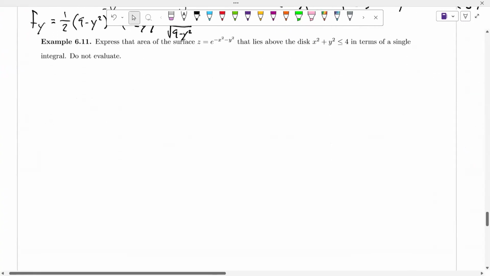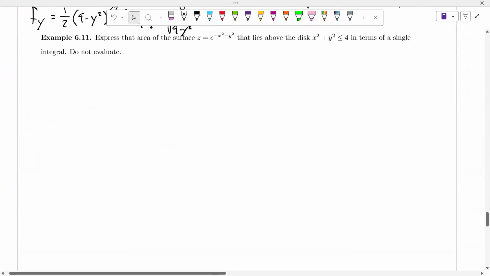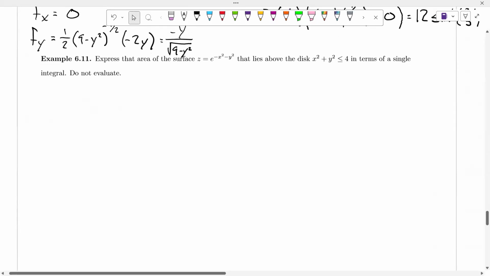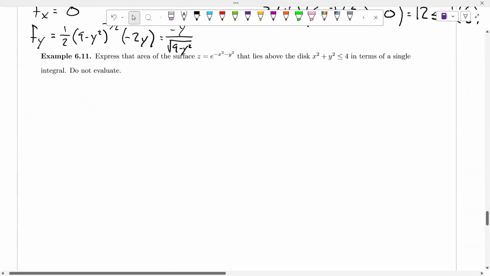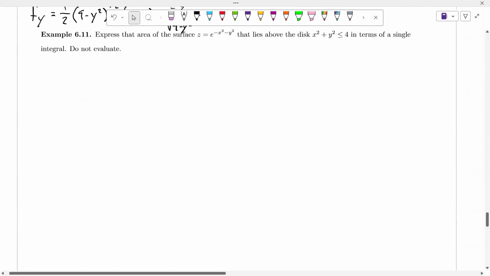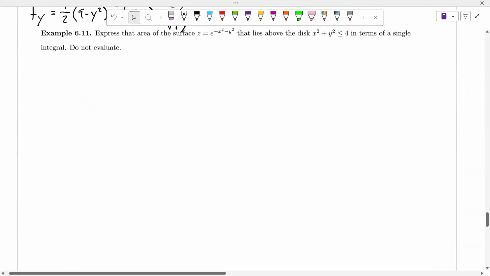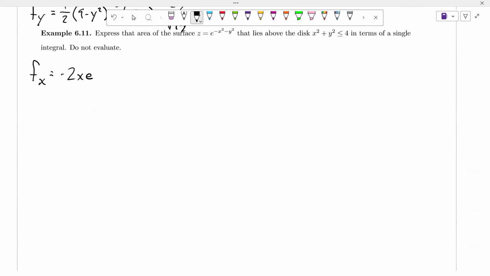All right, let's try another one. Express the area of the surface. Hey, look, we've got another explicit surface. Isn't that grand? That lies above the disk x squared plus y squared is less than 4 in terms of a single integral, but then do not evaluate it, because as it turns out, it's going to be nasty. So let's get a couple of partial derivatives over here. Partial x is going to be negative 2x e to the negative x squared minus y squared. Partial y, negative 2y e to the negative x squared minus y squared.